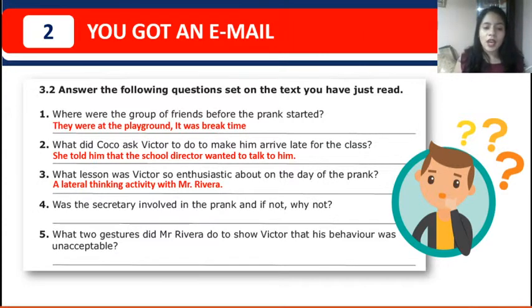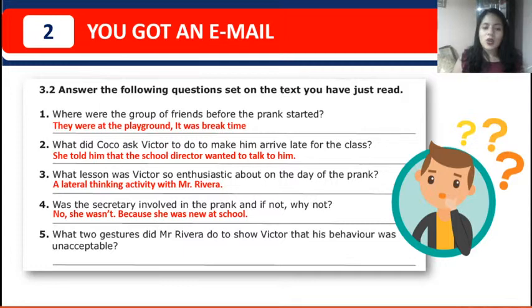In number 4 we have, was the secretary involved in the prank? And if not, why not? So the secretary knew about Coco's prank? Yes or no? Tell me, please. Right, guys. Yes, very good. No, she wasn't, because she was new at school. She was a new secretary, so she didn't know the students very well, or maybe the teachers either, right? And finally, guys, we have number 5.